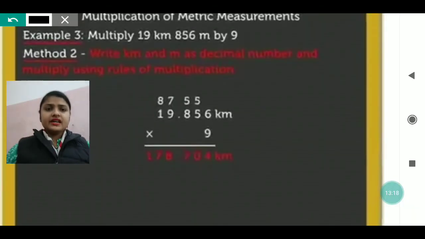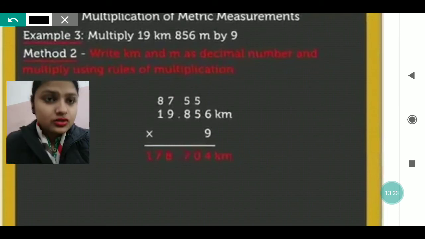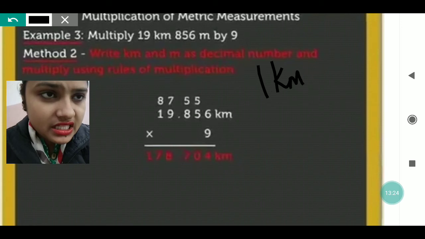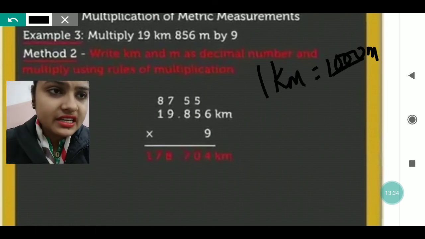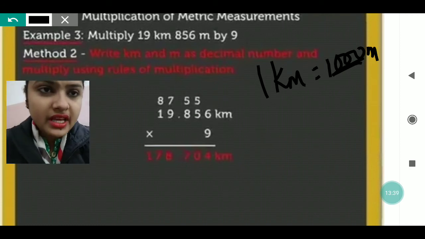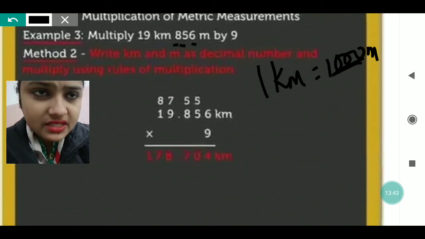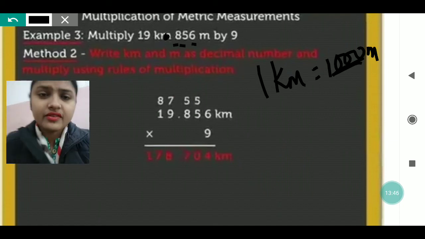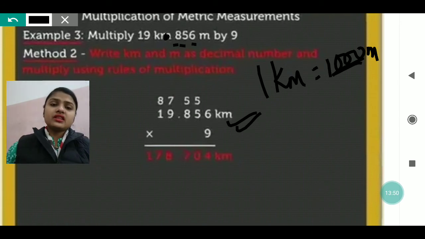You can see here one more question is there. It is written 90 kilometers and 1 meter. So 1 kilometer is equivalent to 1000 meters. It means that after 3 digits, the decimal will be put. So from the right side we will count 6, 5 and 8. After 6, 5 and 8 we will put the decimal, and then we will write 90, which has been done here. After that we have done the multiplication.